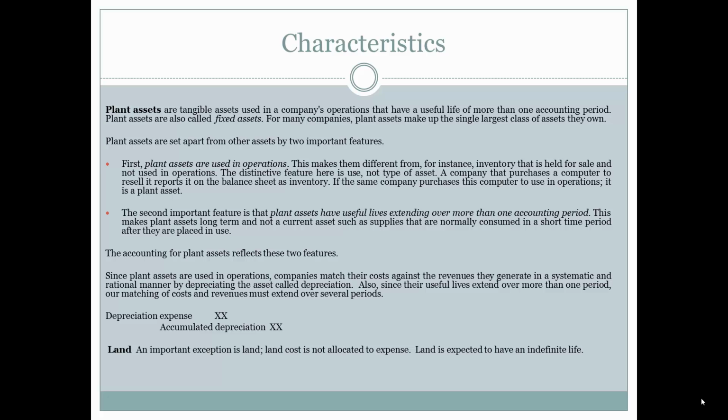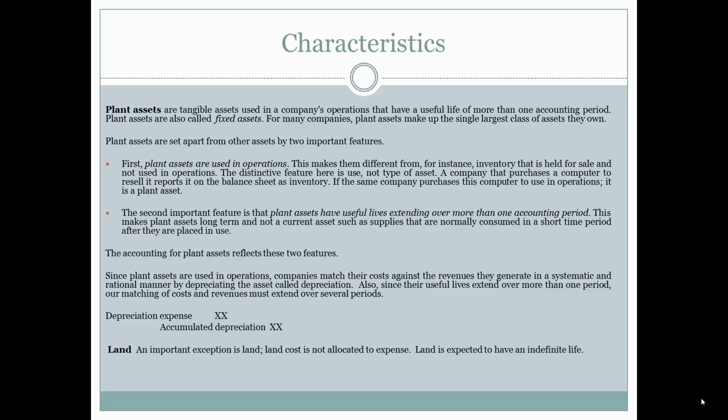They're set apart from other assets by two important features. Number one, they're used in operations. This makes them different from, for instance, inventory that is held for sale and not used in operations. The distinctive feature here is the use, not the type of asset. For example, a company that purchases a computer to resell it reports it on the balance sheet as inventory. If the same company purchases this computer to use in operations, it is a plant asset.